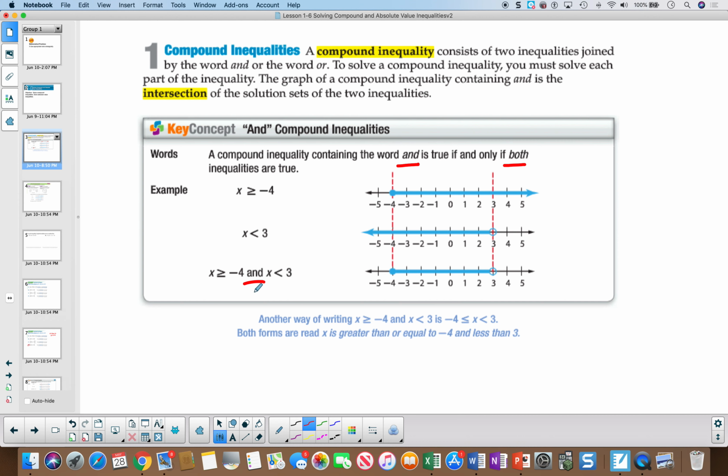Now in an and situation, we often write it this way. We start with the lowest value, and we say it has to be greater or equal to, so we reverse the sign here, x, but it has to be less than 3. So we have our lowest value, and then we have our highest value. Notice that there is a closed circle on less than or equal, and there's an open circle on the less than.